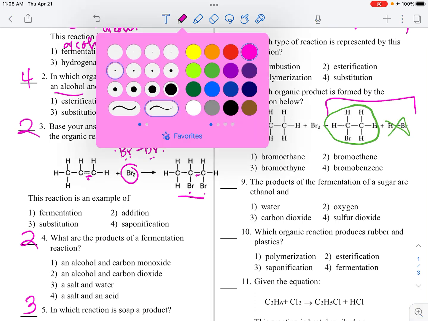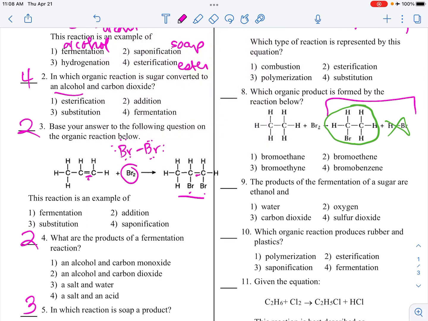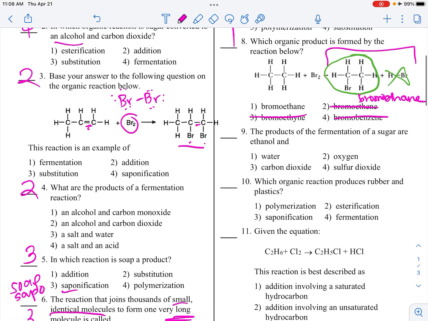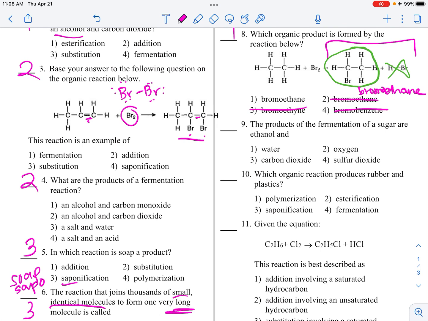So what is the name of this? We have all single bonds, so it's ane. That's going to eliminate everything else. So we have 1, 2, so this is going to be ethane. But we have a bromine added on, so this is bromoethane, which you didn't actually need to know as long as you can notice that we have all single bonds, which gets rid of the ene, ine, and the benzene.